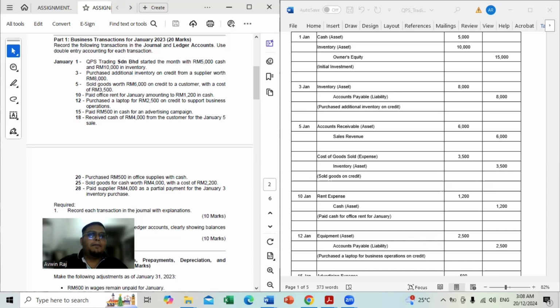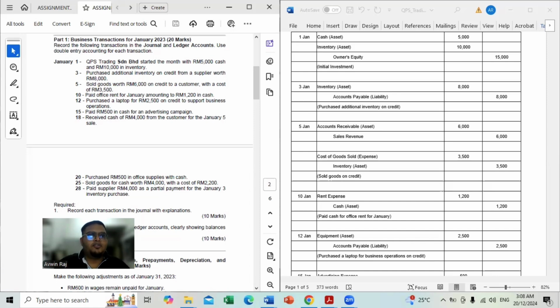For the 10th of January, paid office rent for January amounting to 1,200 in cash. So in the journal, I debited 1,200 for the rent expenses account and I credited 1,200 for the cash account.